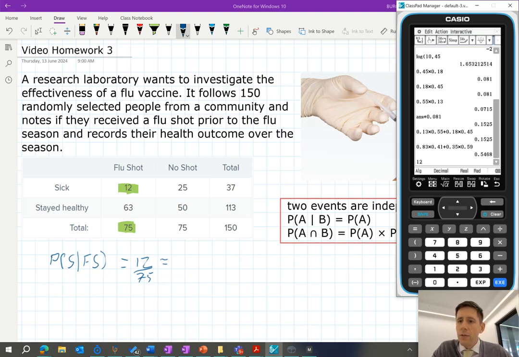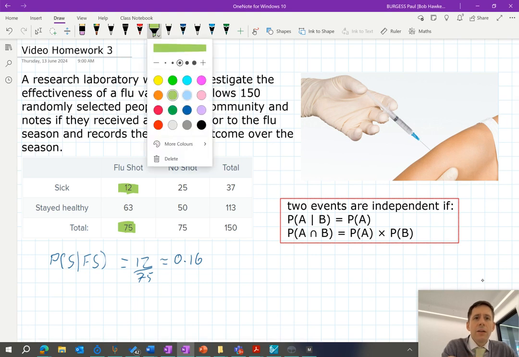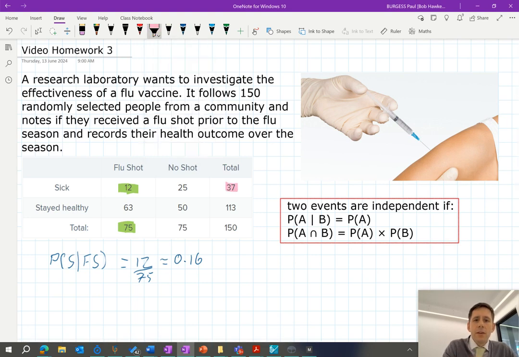So we've got 12 divided by 75. Right, a decimal here of 0.16. That's 0.16. All right. Is that equal to the probability of someone getting sick in general? Well, let's have a little look. The probability someone will get sick in general is 37 people in total got sick out of the 150 participants in the study, the randomly selected people. Okay, so probability of getting sick is equal to 37 out of 150.